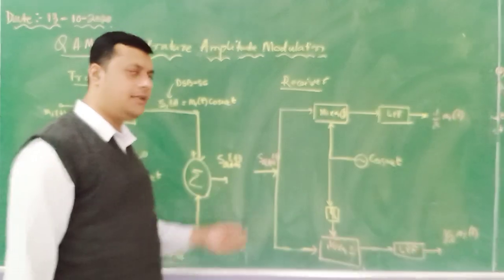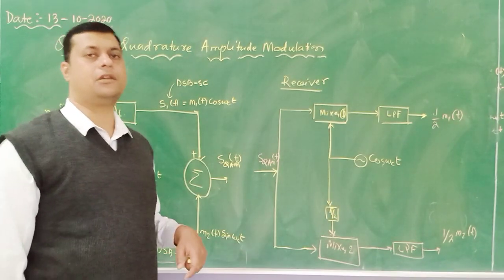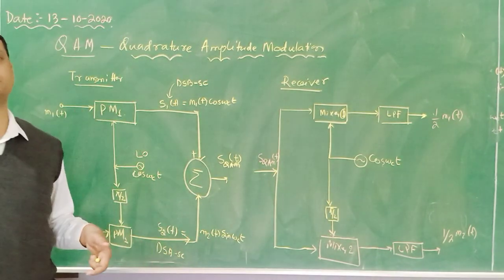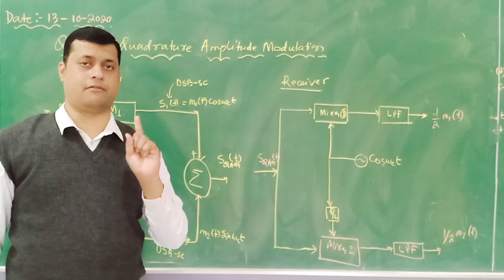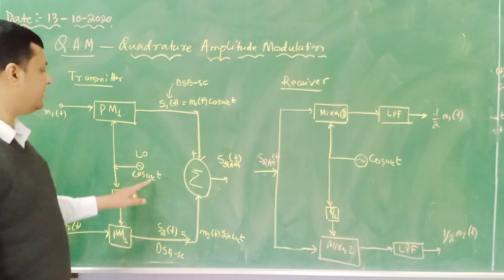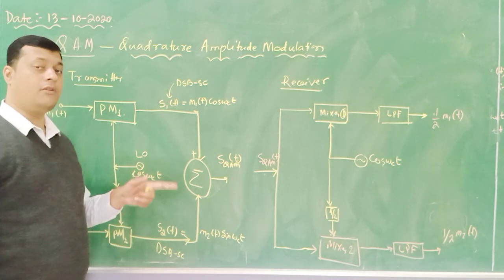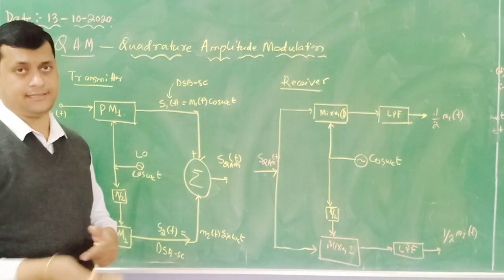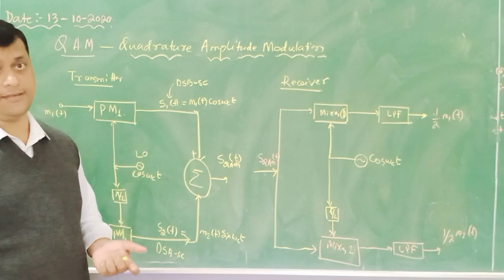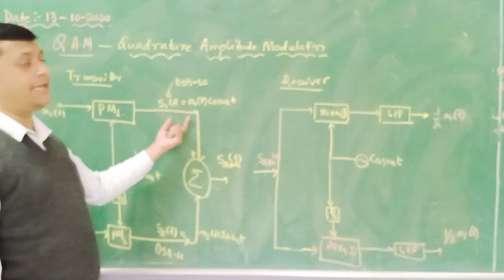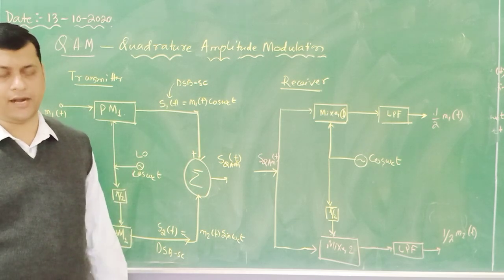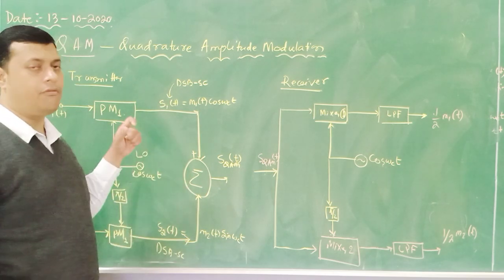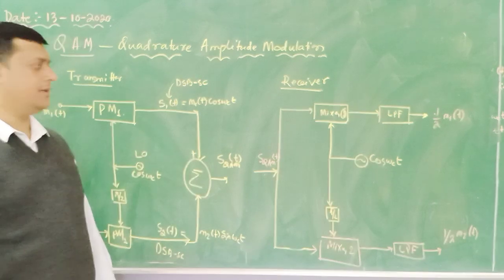So what is the advantage of QAM? The advantage of QAM is that two DSB-SC signals are transmitted at a time without changing the carrier frequency. Our carrier frequency is omega c. But what we are doing is changing the phase of the carrier signal. The in-phase component is one DSB-SC signal, and with a 90-degree phase shift we transmit another DSB-SC signal. That is the concept of quadrature amplitude modulation.